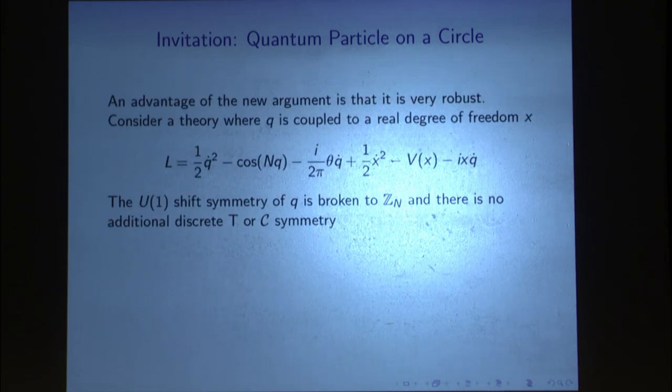OK, so now, what's good about this argument? After all, we already knew that level crossing occurred. We already even knew that it occurred at theta equals pi. We had the exact spectrum. One thing that's good about the argument is that it's very robust.